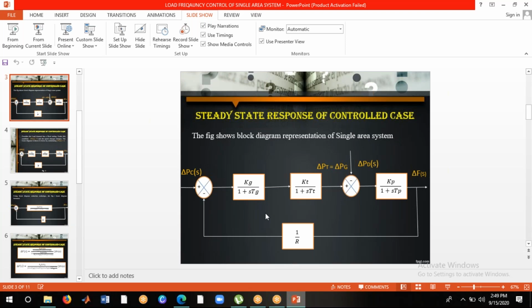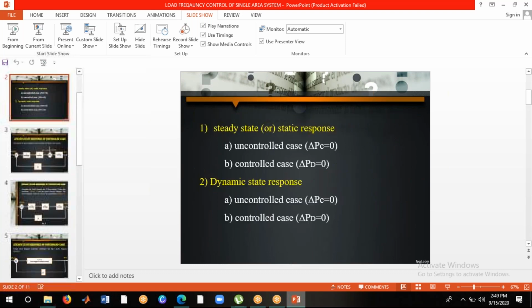So okay students, this is about today's class. The two topics are over in the static response. In tomorrow's class we are going to discuss dynamic state response for the uncontrolled case and controlled case. Okay? So this is about today's class.